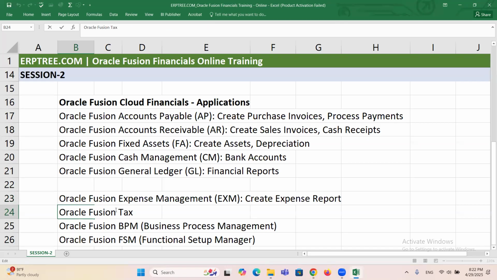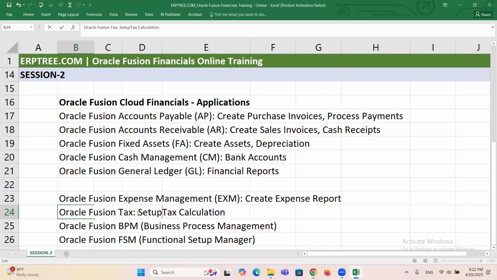And Oracle Fusion Tax application. We can use this application for tax calculations. So you are going to create a purchase invoice. When you create a purchase invoice, the system should calculate the tax on this purchase invoice. When you create the sales invoice, the system should calculate the tax. So wherever tax needs to be calculated, those tax related setups we will do within the Oracle Fusion Tax application. Within Fusion Tax, we do the tax related setups. Accordingly, the system will calculate.